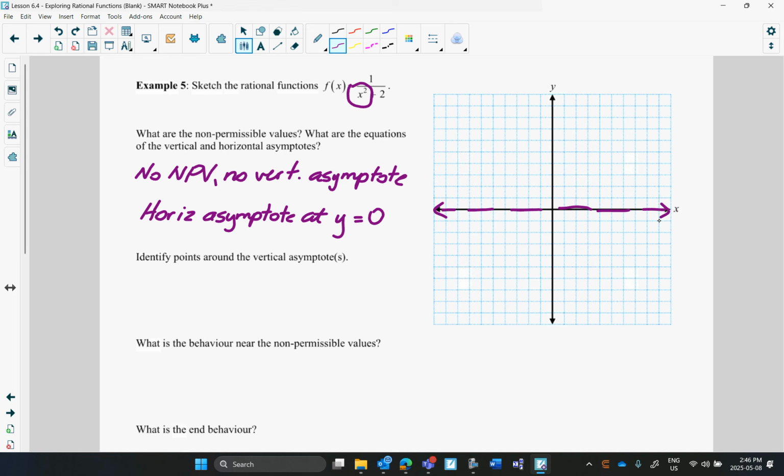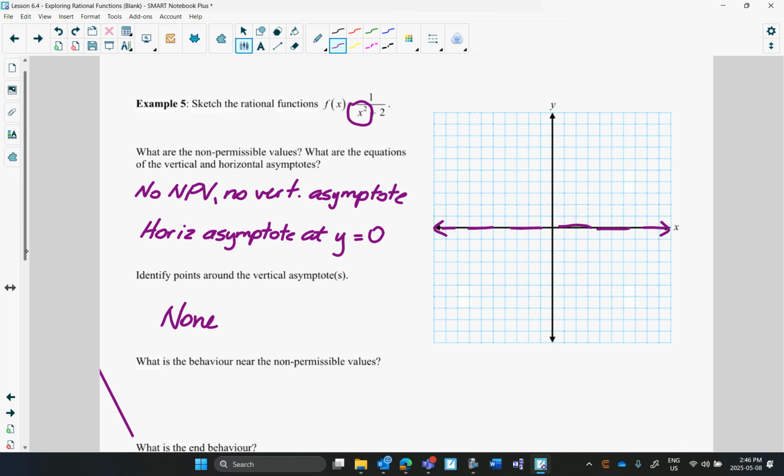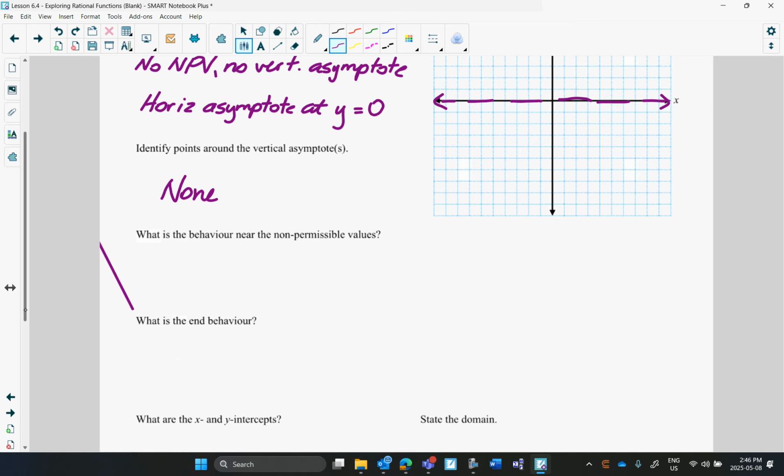Well, what are the points around the vertical asymptote? There's none. So we don't have to worry about this step, because there are no vertical asymptotes. Identify points, and the behavior is also none. It's just not applicable, because there's no vertical asymptotes to see what's going on.